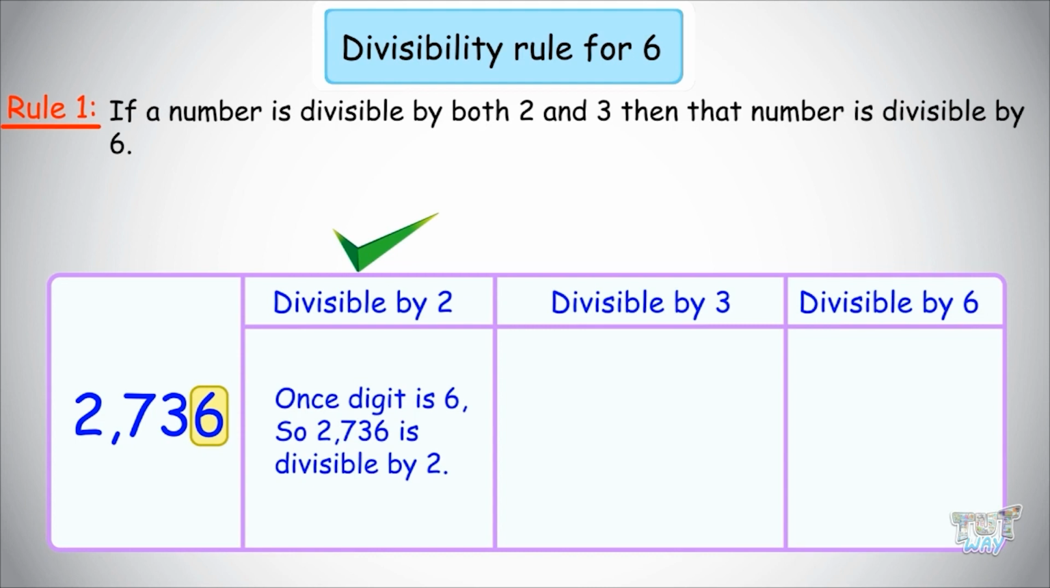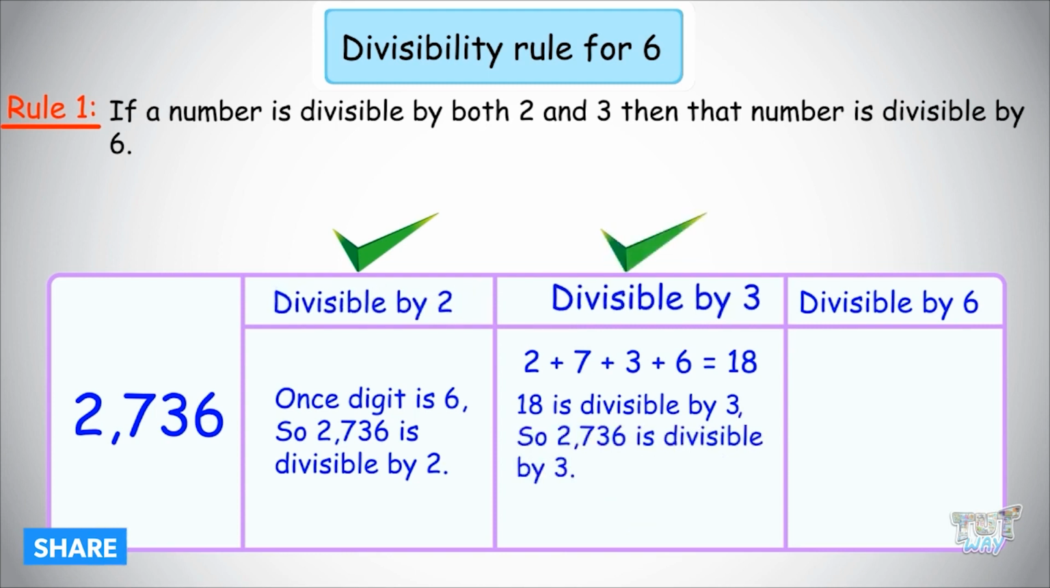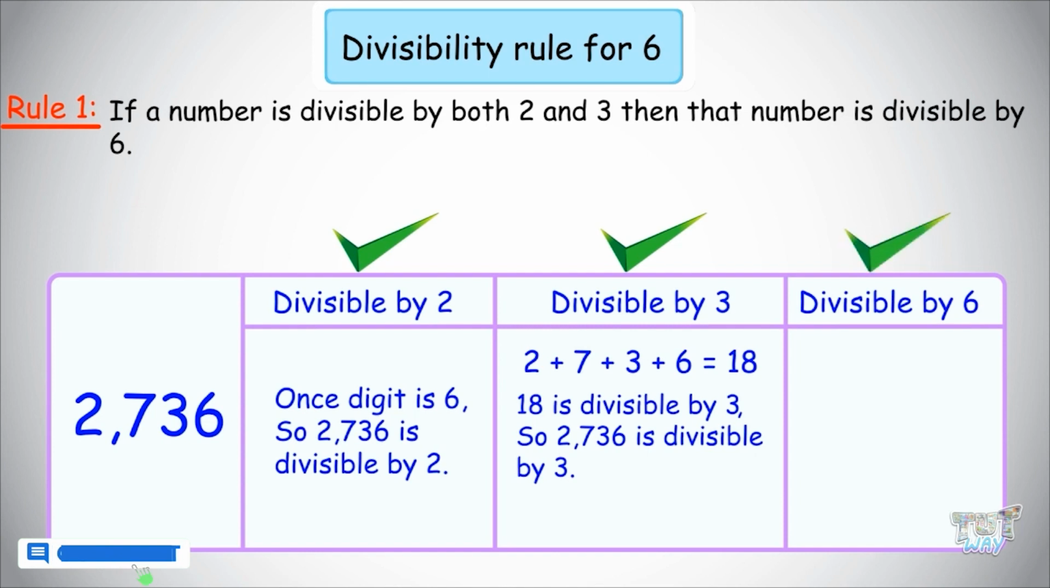Now let's check if it is divisible by 3. Let's find out the sum of digits. 2 plus 7 plus 3 plus 6 equals 18. 18 is divisible by 3. 18 divided by 3 equals 6. So this number is divisible by both 2 and 3. So yes, this number is divisible by 6. You can always check your answer.